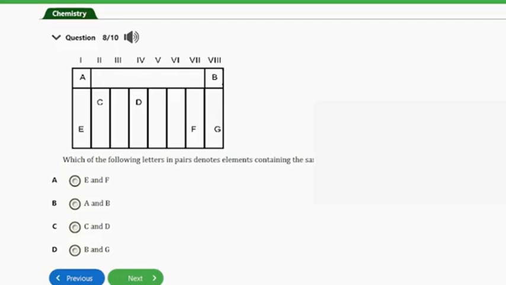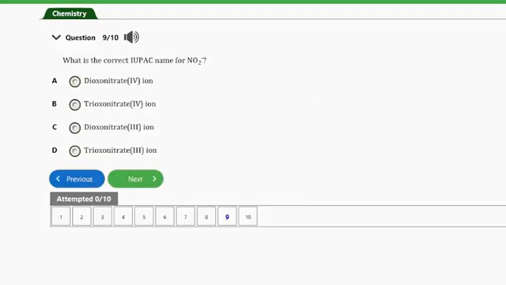Question number 8. It says, which of the following letters in pairs denotes elements containing the same number of electrons in the outermost shells? A, E and F, B, A and B, C, C and D, D, B and G. The answer to this question is option D, B and G. The elements B and G have the same number of electrons in their outermost shell because they exist in the same group, and that's group 8. So that's the answer to this question. So let's consider the next question.